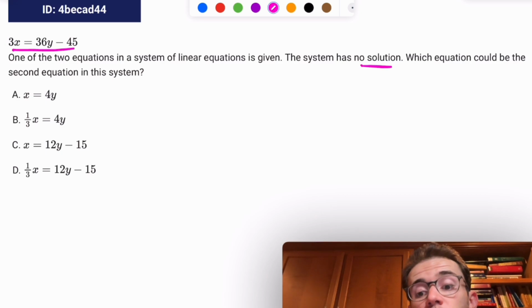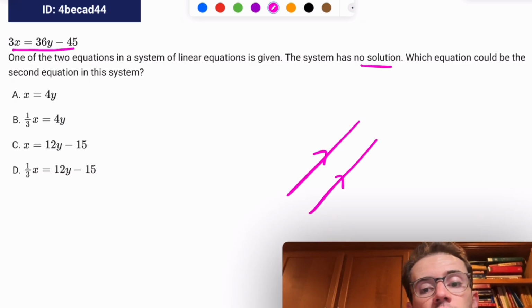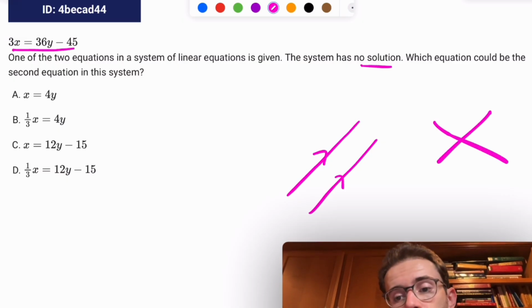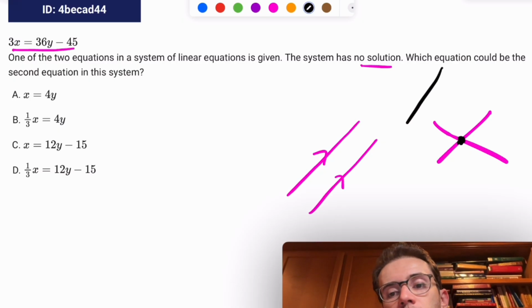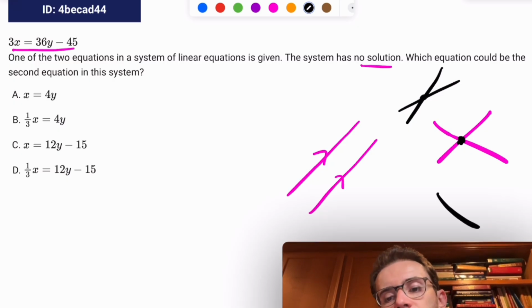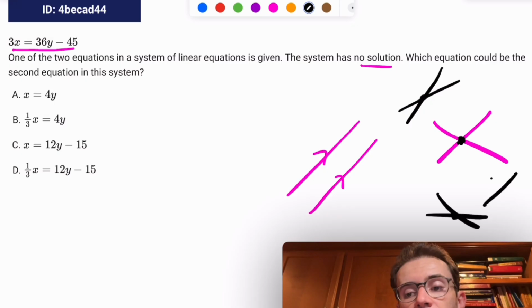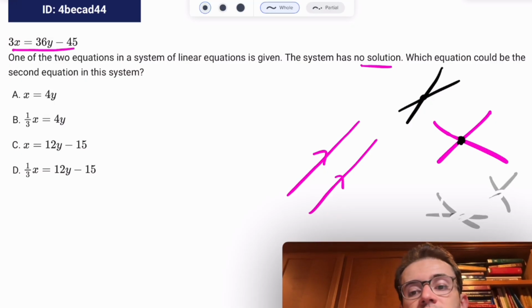So no solution. We know no solution is true for linear equations when they are parallel lines. Because a solution for a linear system of equations would be where they cross. And for most systems of equations, most pairs of lines, they will cross at one point exactly. Whether they're both going up and one of them's going up at a steeper rate, or they're both going down and one's going down at a steeper rate, or you could have one going up and one going down. They will cross somewhere.